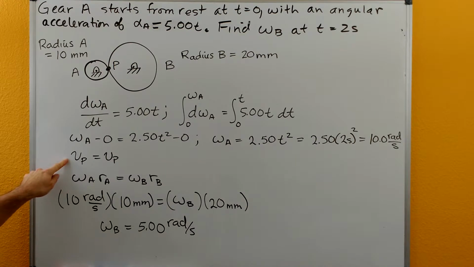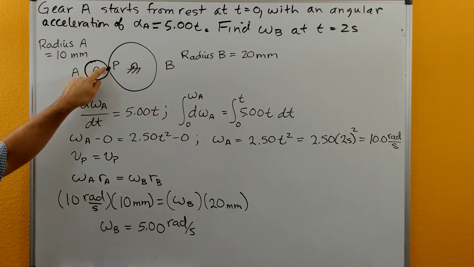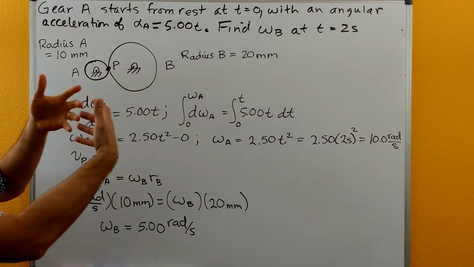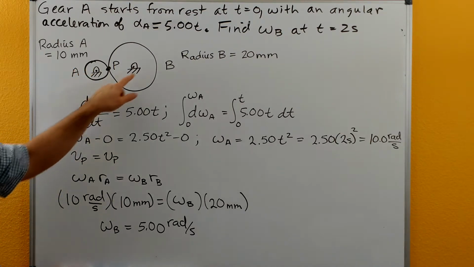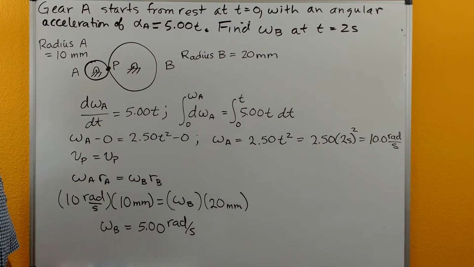Then we'll say that in order for these two gears to intermesh, they have to be going at the same speed here at point P where they're connecting together. So the velocity of P on the A side has got to be equal to the velocity of P on the B side.